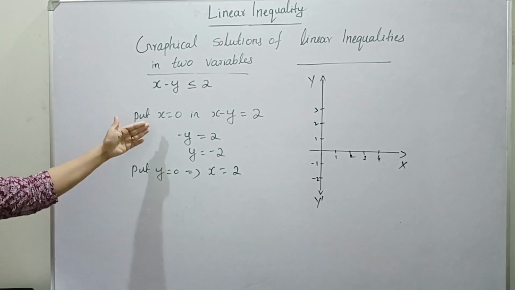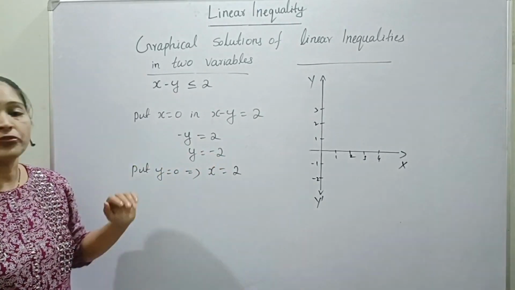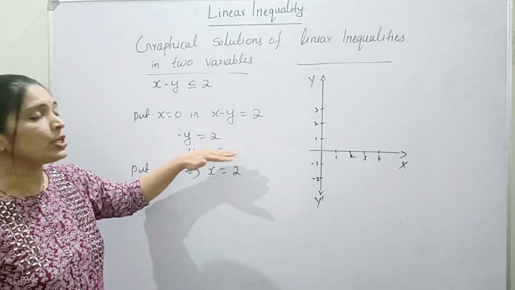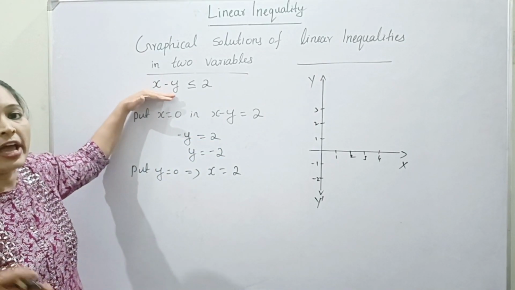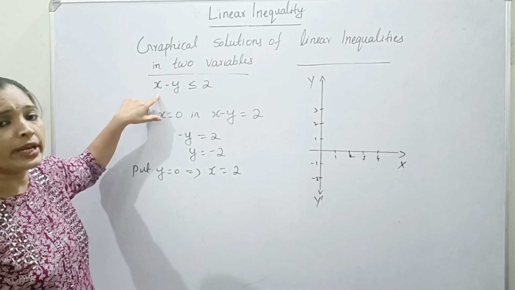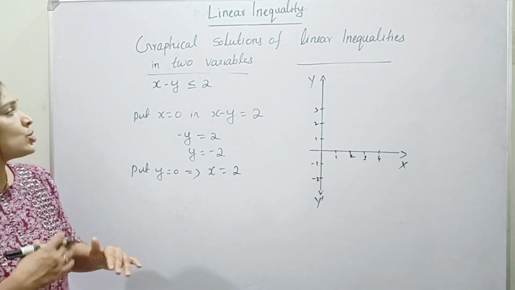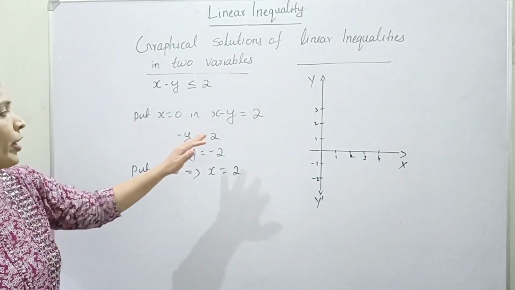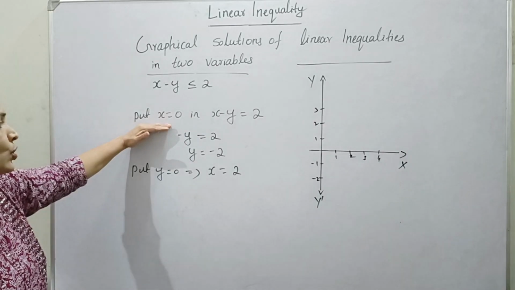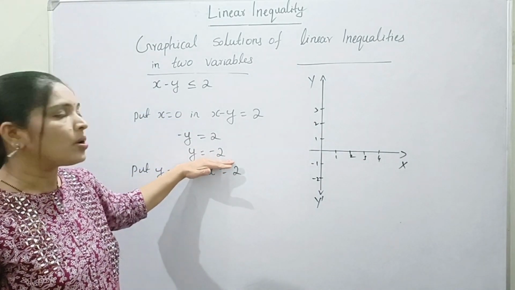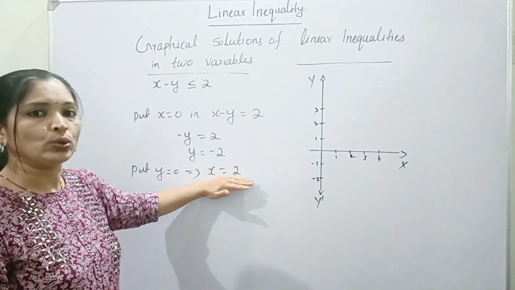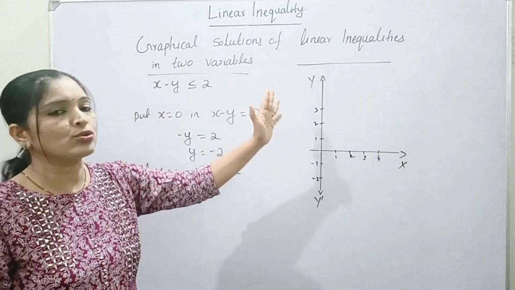See here, when x is equal to 0, we have got y equal to minus 2. If you are not comfortable with minus values, you can put some other values in this equation. If you put x equal to 3, you will get y equal to 1. So you can put other values, taking positive values. Here I have put x equal to 0 and y equal to minus 2, and y equal to 0, x equal to 2. According to these values I have drawn the graph.